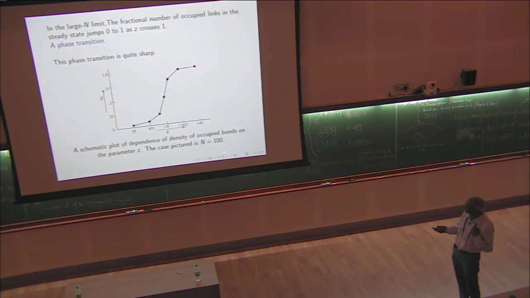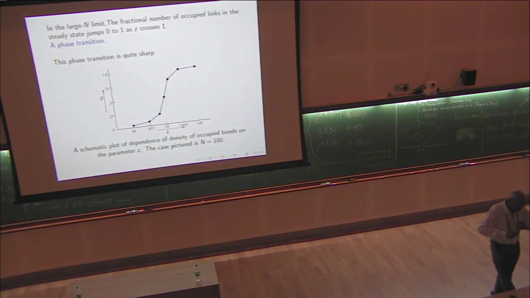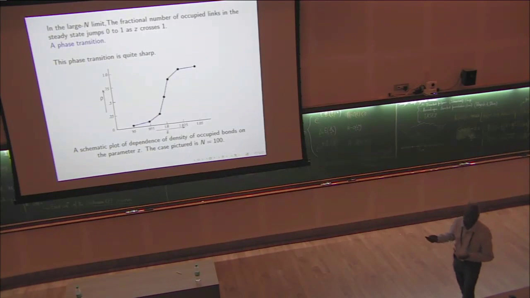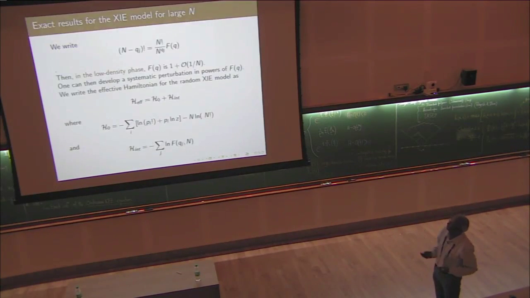If you have z equal to 100, and the bias is 0.975, then already the number of connected links is only 1 upon 25. You know, so by adding 1% of change, you are getting such a large change. So that's also something one can try to understand. Okay, so exact results for the XIE model.